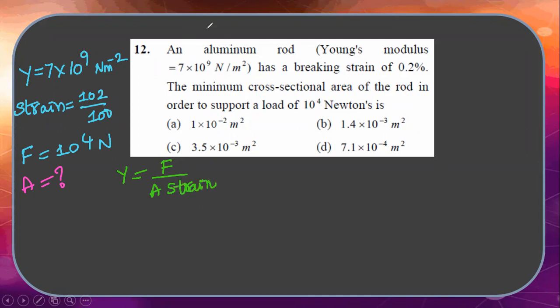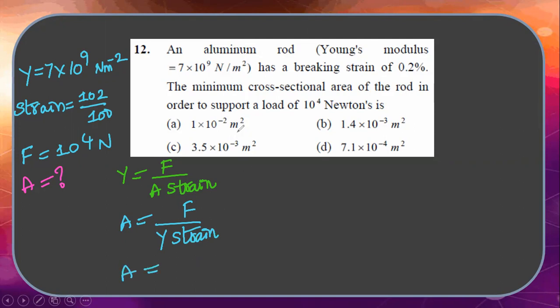Then we have to calculate the force. F is equal to Y A into strain, that is, Young's modulus into area of cross section into strain. Young's modulus Y is equal to 7 into 10 power 9. Area of cross section A is to be calculated. Sorry, force is given; the area of cross section is to be calculated. Then we will write A as the subject, so A is equal to F divided by Y into strain.